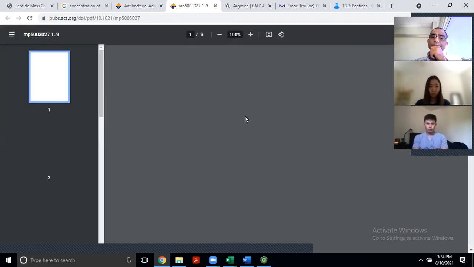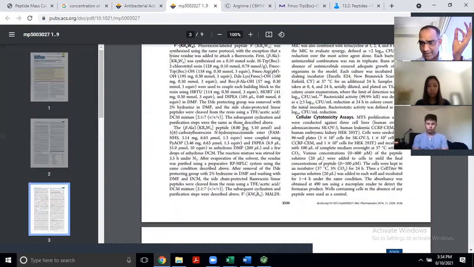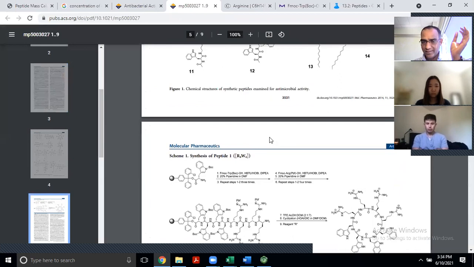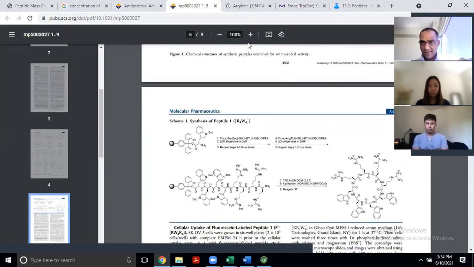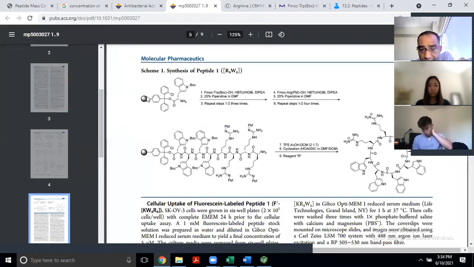Okay, this is a real paper, and now you will understand it very quickly, right? Very quickly. This is the fact. See what we have here. This is resin. This is protected tryptophan. This is a peptide. What is this? Free amine, an amino group, right? And I will react this free amino group with Fmoc-Trp-OH.